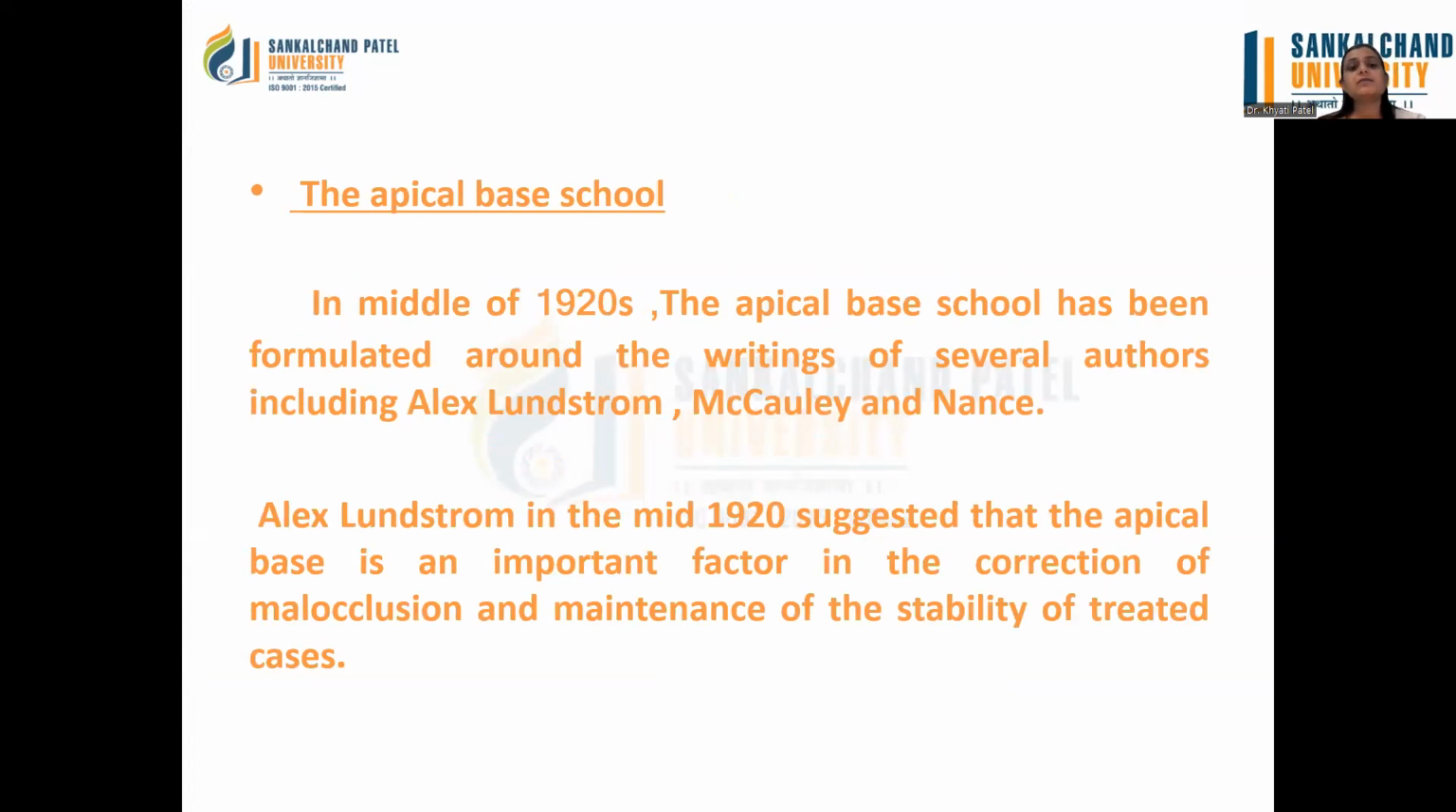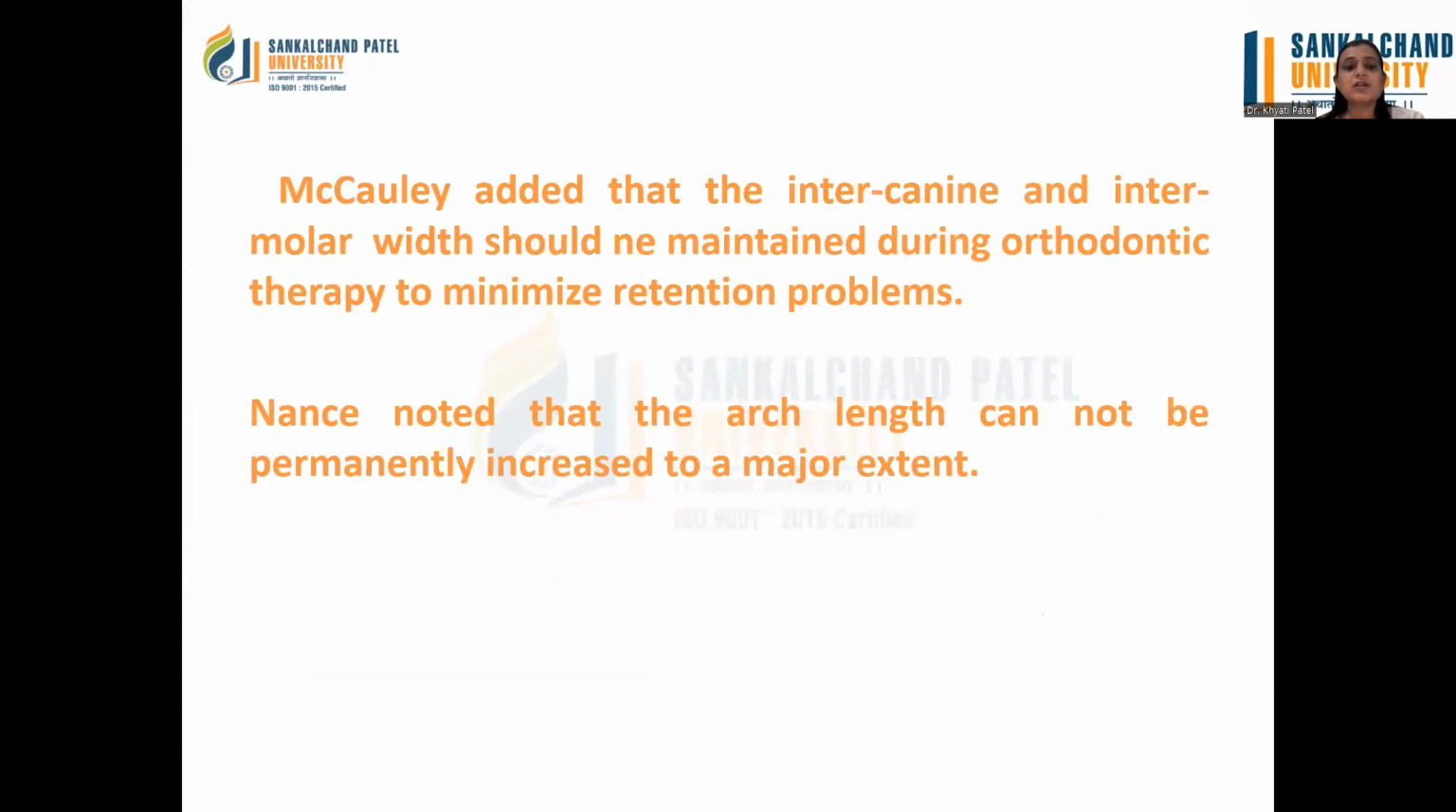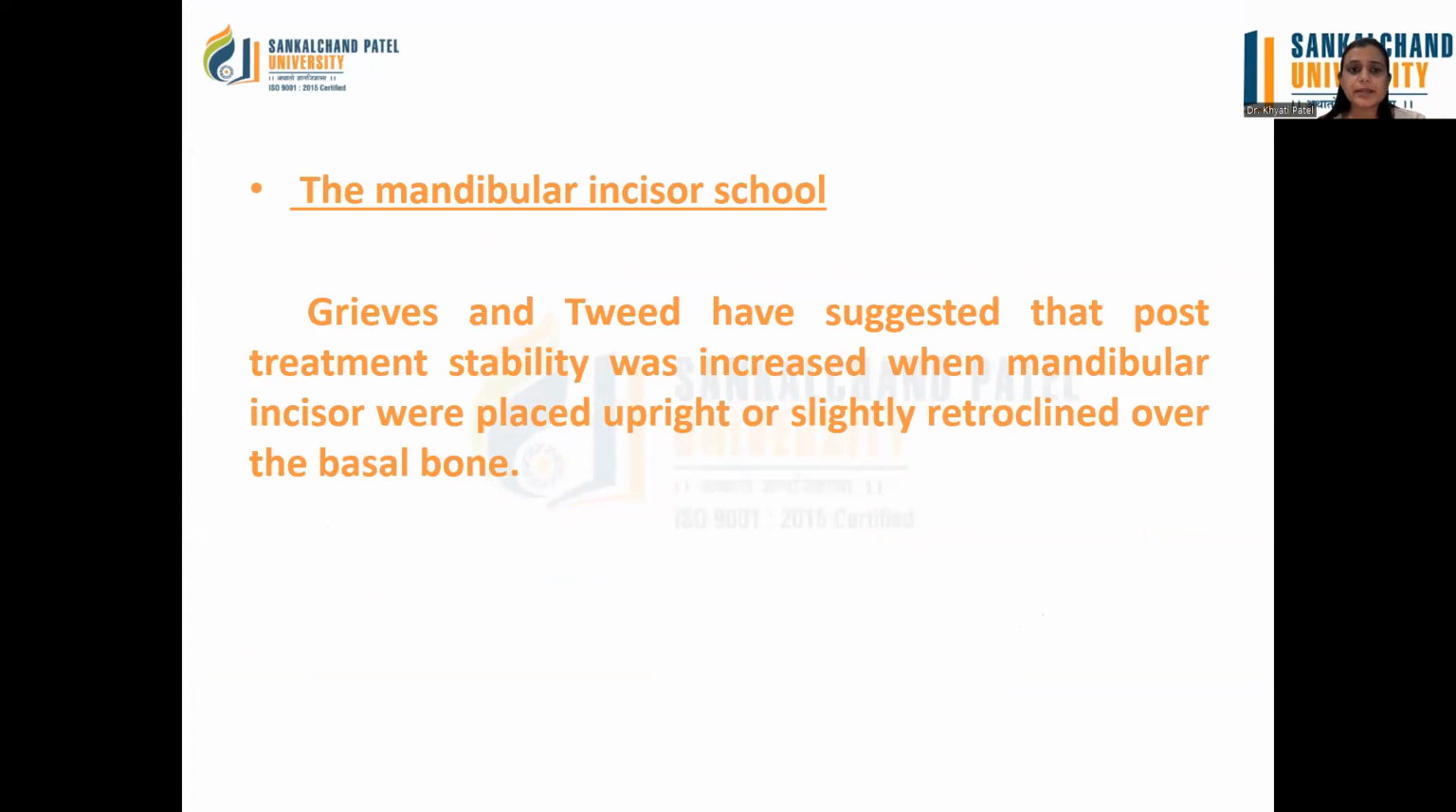The second school is the apical base school. In the middle of the 1920s, this school was formulated by several authors. They suggested that the teeth must be upright in the apical bone. They should not procline, they should not retrocline, and the intercanine and intermolar width should be maintained throughout the orthodontic treatment. So that is the apical base school of retention.